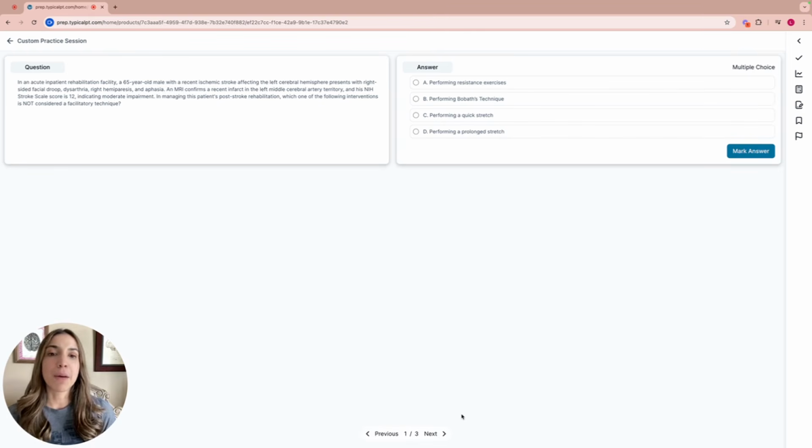And then D, performing a prolonged stretch. If you know, prolonged stretch can be used to inhibit, especially when someone has increased tone. A stretch can be done to decrease it. So I'm going to go with D, performing a prolonged stretch.